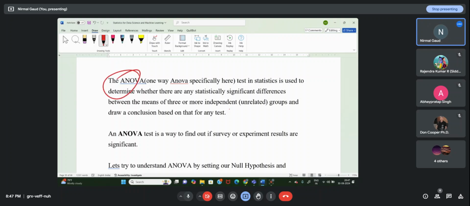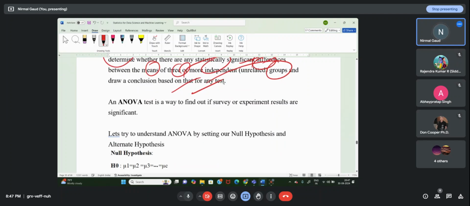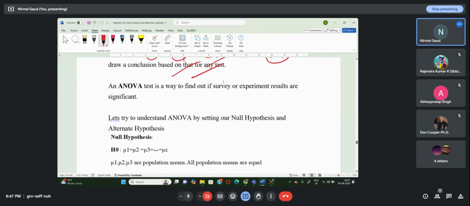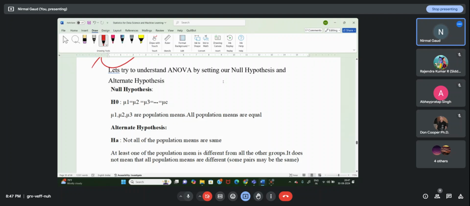So it is a statistical hypothesis testing technique that is used to find the difference between the means of two or more independent groups, and will draw some conclusion. अच्छा भाई, क्या करोगे फिर, तुम कैसे कंक्लूजन निकालोगे? So in an ANOVA test, we have to find if a survey or experiment results are significant or not. Okay. Now let's define a null hypothesis H0.